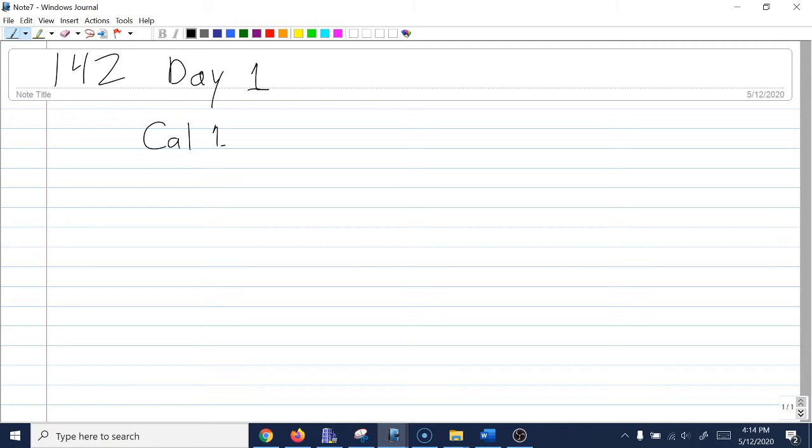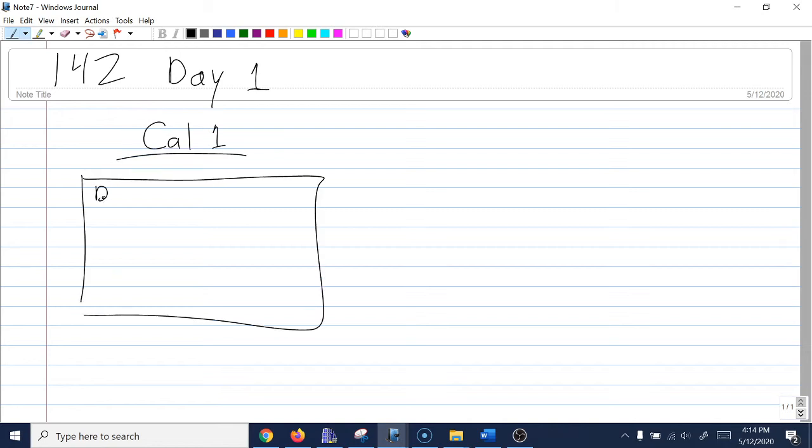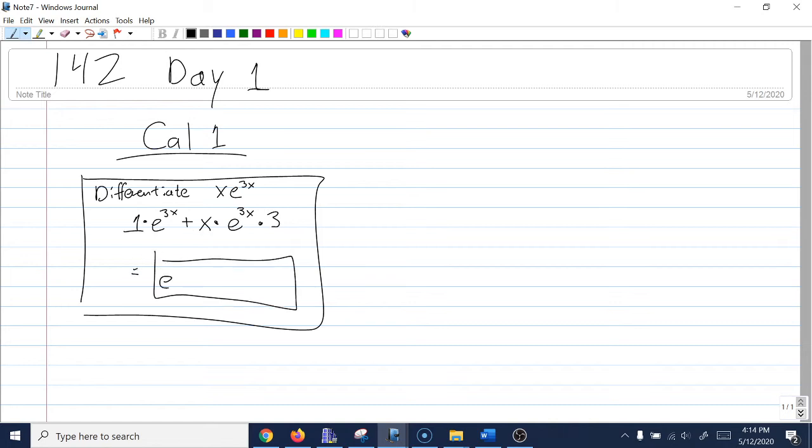In Cal 1, you're likely to be given a problem that says differentiate x e to the 3x, and you use the product rule. The derivative of x is 1 times leave the second part alone, plus leave the first part alone times the derivative of e to the 3x, and the derivative of the inside is 3. Maybe you clean that up a little and your answer is e to the 3x plus 3x e to the 3x. In Cal 1, you learn the product rule, you're able to take derivatives.